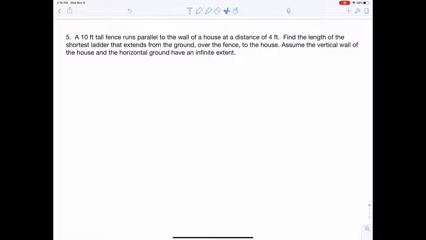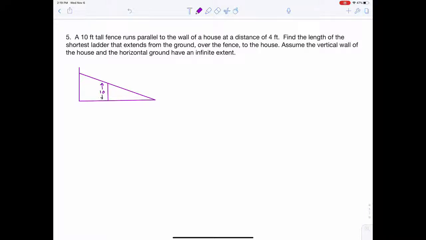So we have a 10-foot tall fence that runs parallel to a house. Here's what I'm kind of picturing. We have this ladder that's leaning against the house. So here's my house, and I've got this ladder leaning on it. It goes all the way to the ground. And there's this fence that's in between them, maybe right here, and it is 10 feet tall.